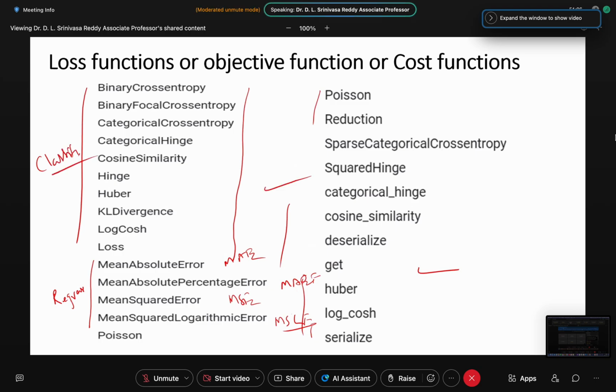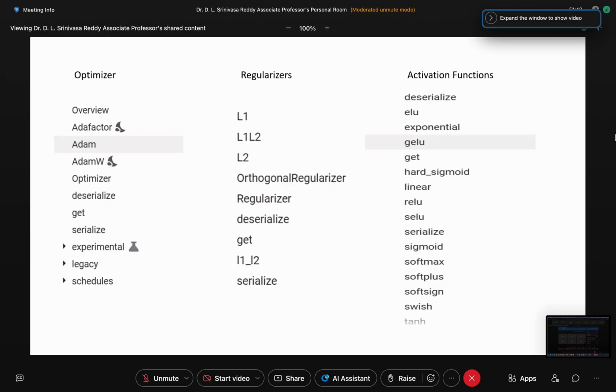Similarly, these are some of the classification loss functions, hinge functions. These are all for classification. We use these last. And there are some optimizers we already discussed: Adafactor, Adam, AdamW optimizers. Okay, deserialize. This is a process. This is also a process, and these are the L1, L2 regularizers.